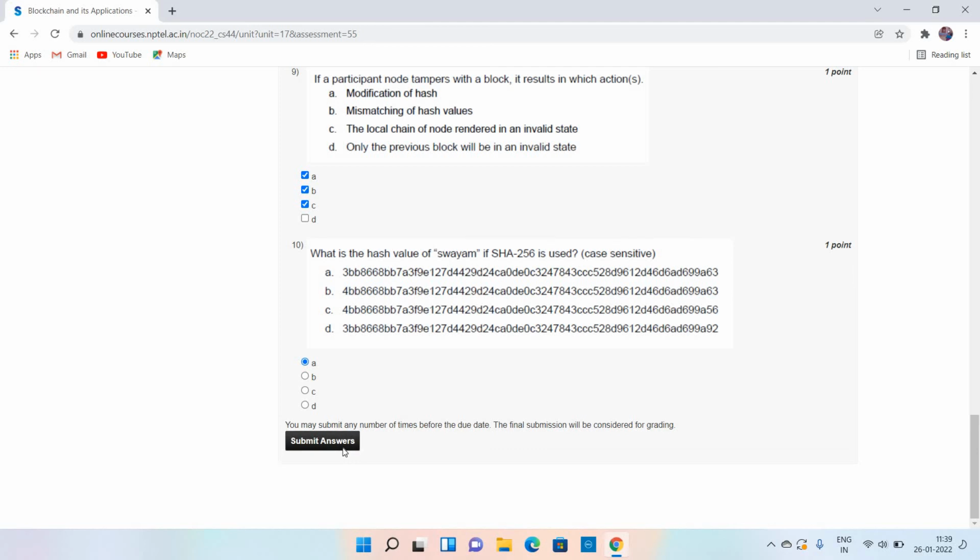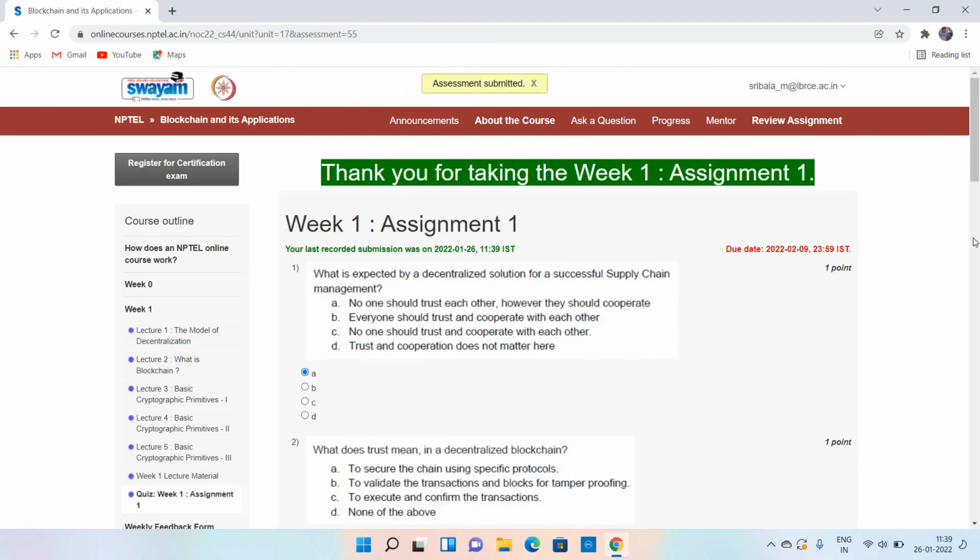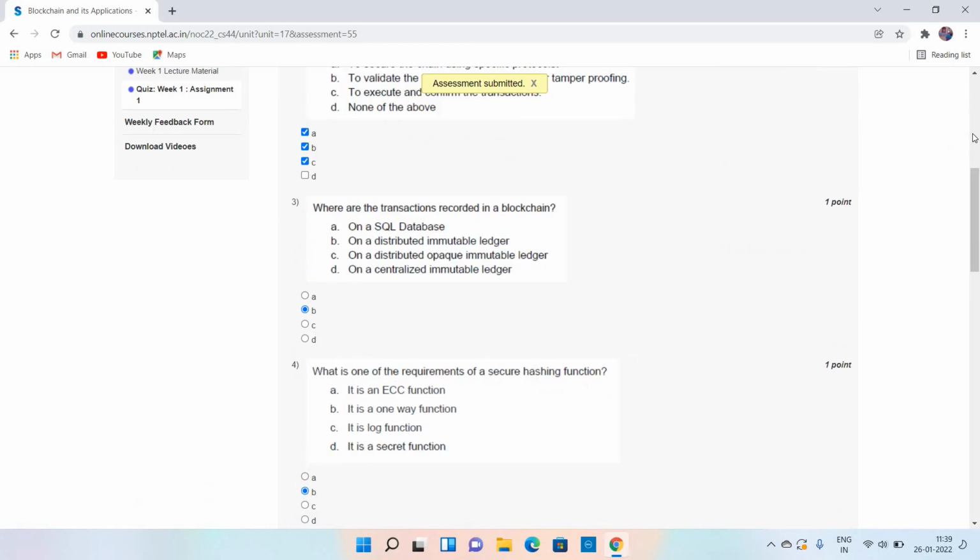So these are the answers I considered according to my level of knowledge as best knowledge. These are the correct answers I consider.